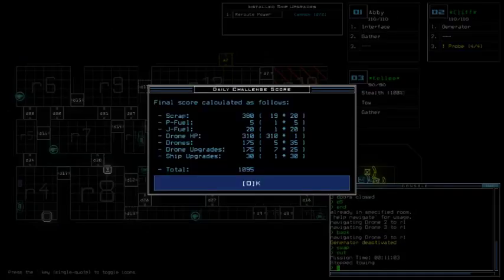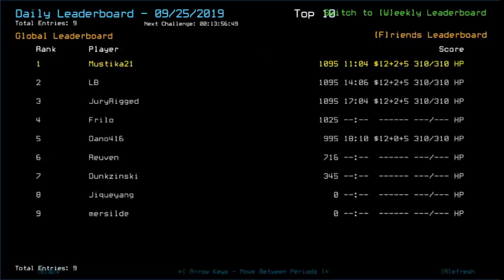Ta-da! Beating LB by 3 minutes, which is always nice. Hell yeah. Except Dano didn't seem to scan some rooms for not definitely using the probe. Yeah, now I can see why Dano definitely hates the probe. Oh well.